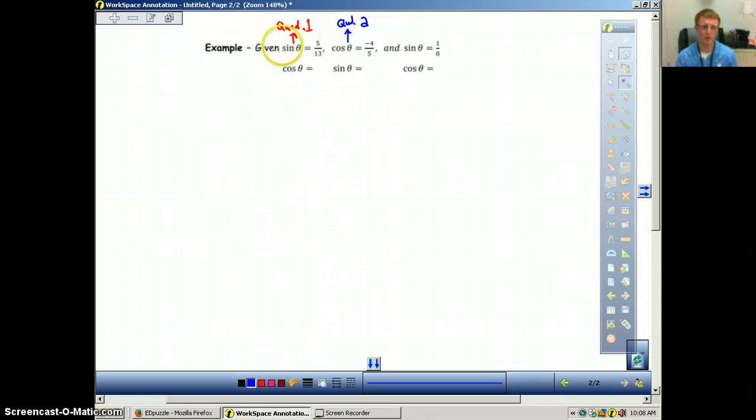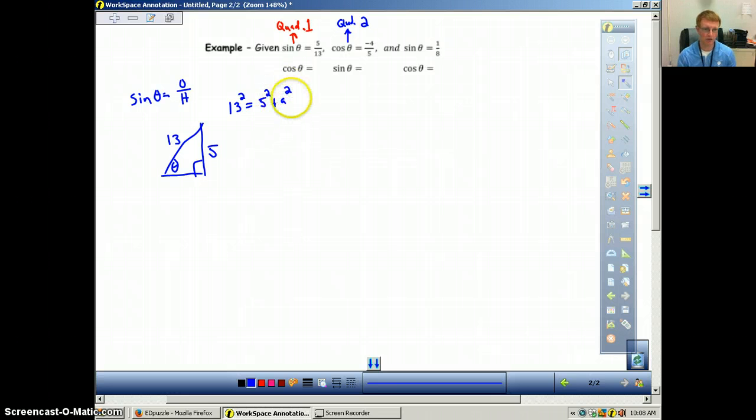So what are we going to do? We know that sine of theta equals 5 over 13. Hopefully we recall that the sine of theta is equal to opposite over hypotenuse. So if I were to draw this right triangle, it's a terrible right triangle, and this is my theta, that means that my opposite side is going to have to be 5, and my hypotenuse is going to be 13. Well, we can figure out what our adjacent side is by doing the Pythagorean theorem. So I'm going to do 13 squared equals 5 squared plus a squared. And our a squared is what we're looking for.